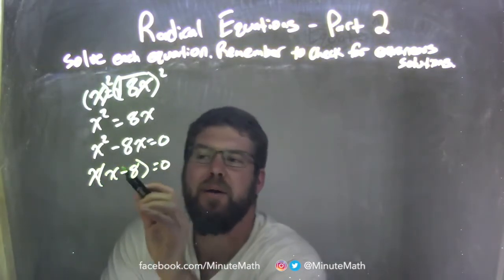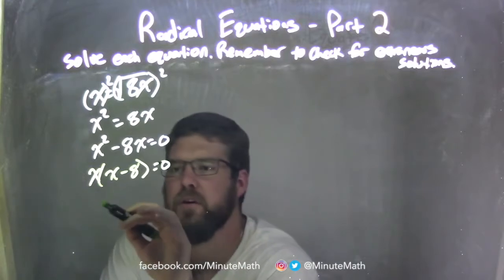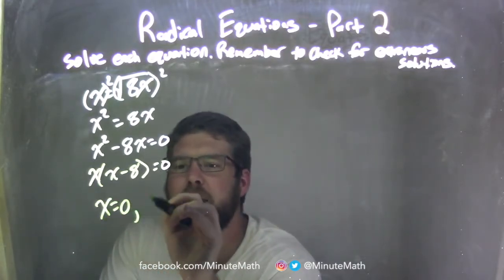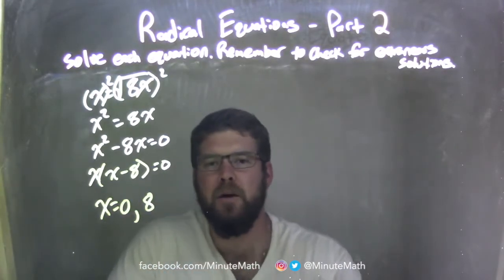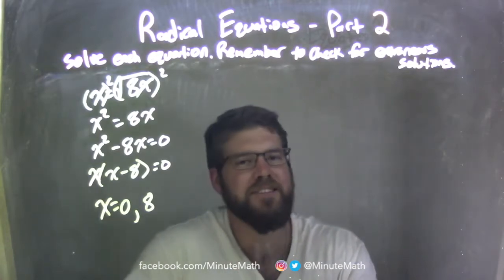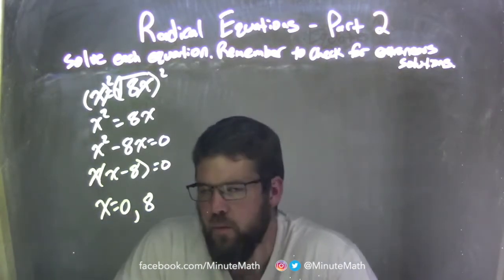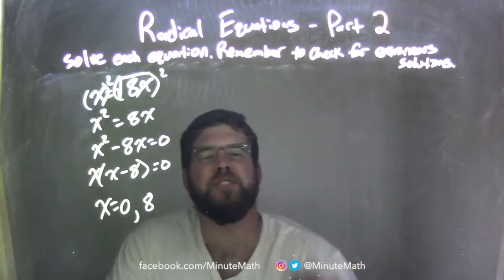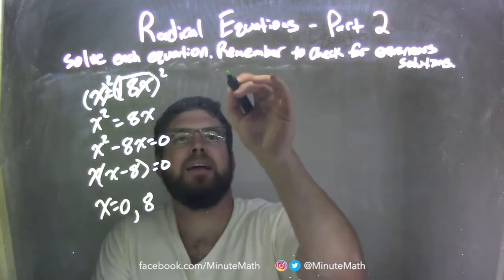Equals 0. Now I set both parts equal to 0, so I have x equals 0 and a positive 8. So those are my two solutions here. I need to see if both of them, one of them, or none of them are extraneous. So I'm going to plug them back into my original equation.